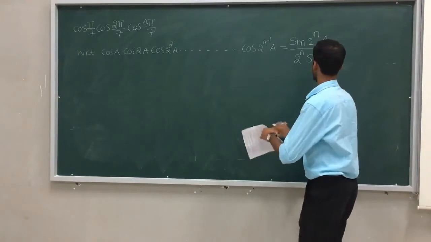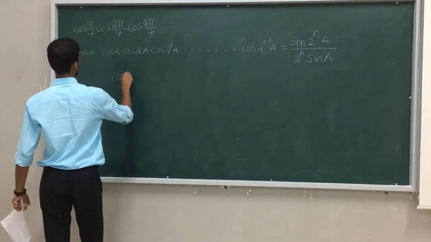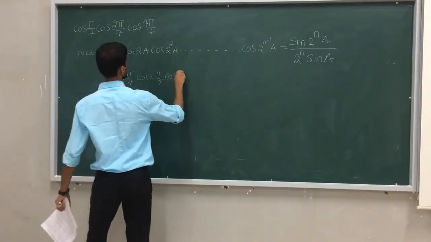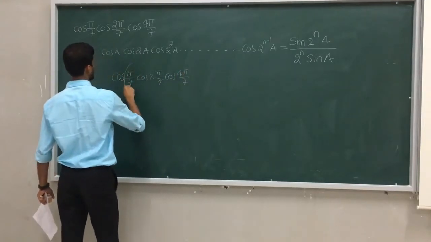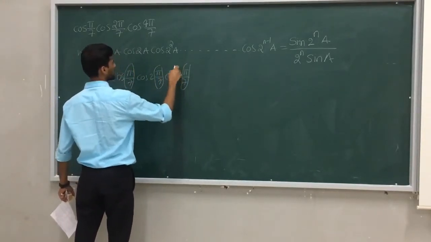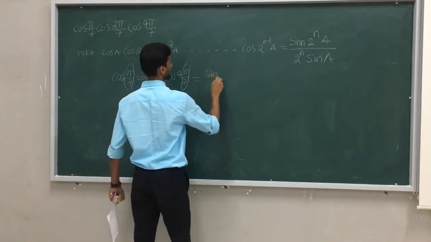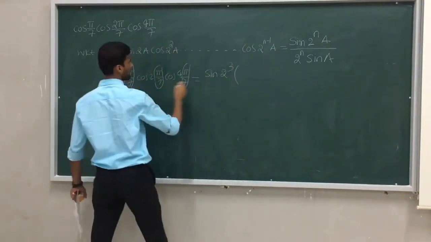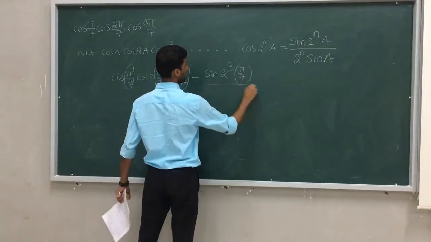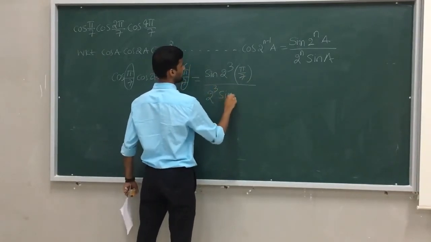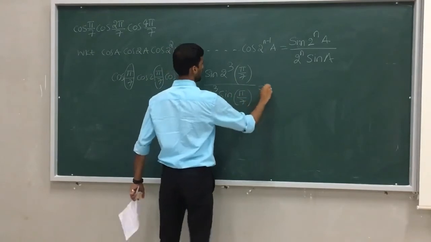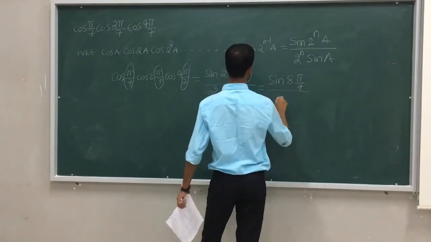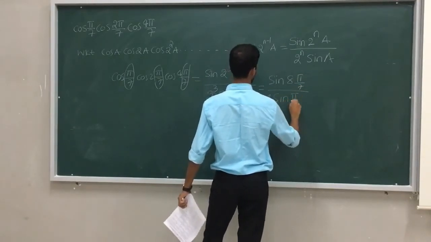now what we do is we will work with this thing. Therefore, cos pi by 7, cos 2 pi by 7, cos 4 pi by 7. Because it is a product of 3 terms, it will be sin of 2 cube a, where a is pi by 7, divided by 2 cube sin a. It is nothing but sin of 8 pi by 7 upon 8 times sin pi by 7.